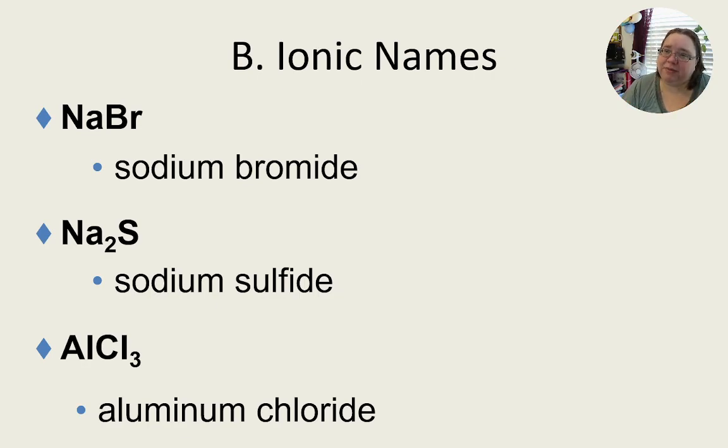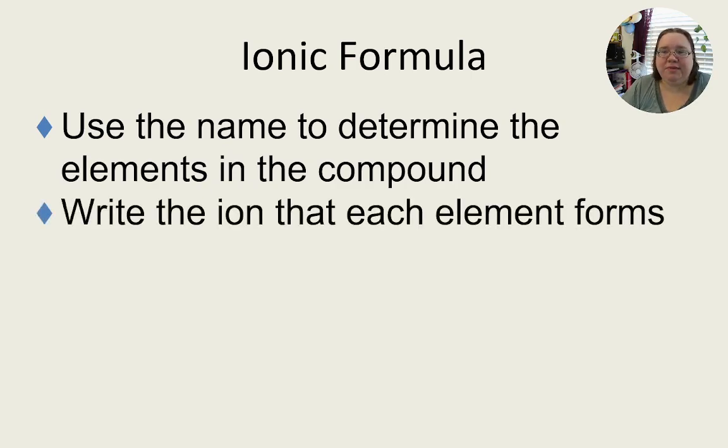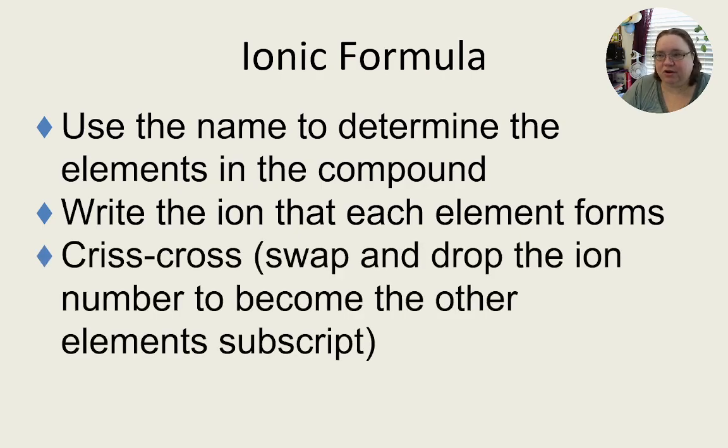Well, we also have to be able to go backwards. We have to be able to get the formula from the name. And getting the formula from the name does require a little extra step. So we have to use the name to determine the elements. Once you figure out what elements you're looking at, write the ion that each one forms based on its position on the periodic table. Then crisscross, or swap and drop, those ions to get the subscript for the other element.